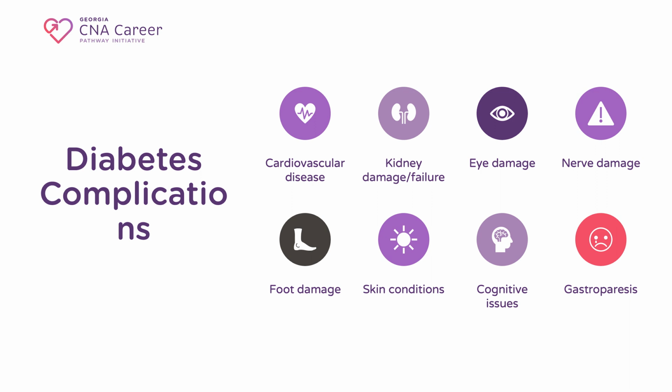5. Foot complications. Nerve damage and poor circulation can lead to foot problems, infections, and even ulcers that may not heal properly, potentially leading to amputation. 6. Skin complications. People with diabetes are more prone to skin infections, fungal infections, and slow wound healing. 7. Cognitive issues. There is some evidence linking diabetes to cognitive decline and an increased risk of dementia. 8. Gastroparesis. This condition affects the stomach's ability to empty properly, leading to nausea, vomiting, and digestive problems.